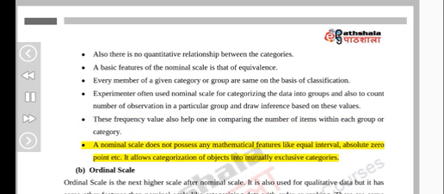A nominal scale does not possess any mathematical features like equal interval, absolute zero point, etc. It allows categorization of objects into mutually exclusive categories.